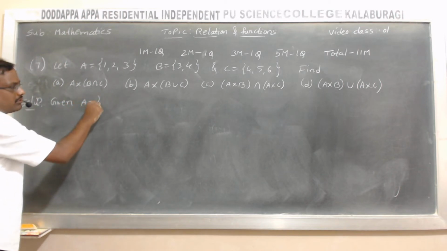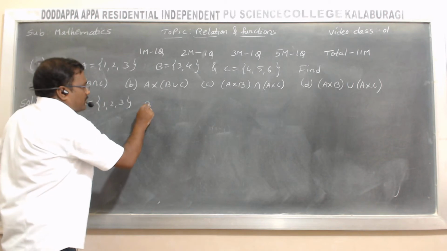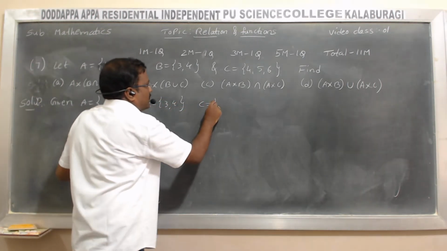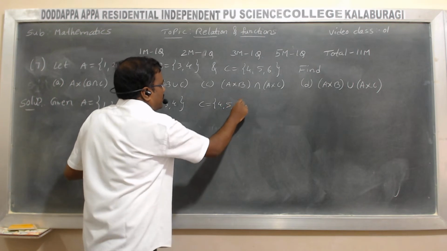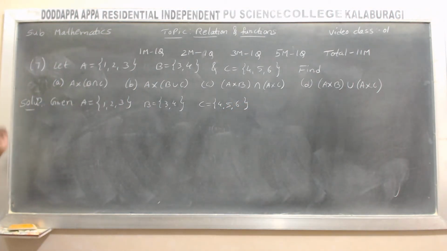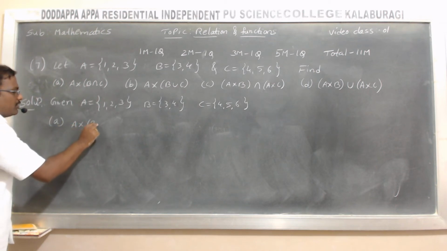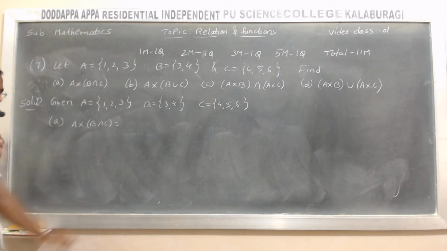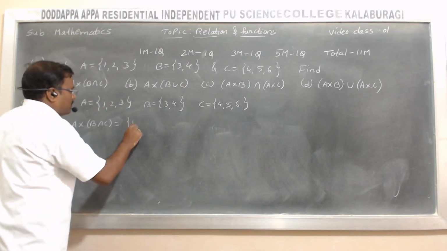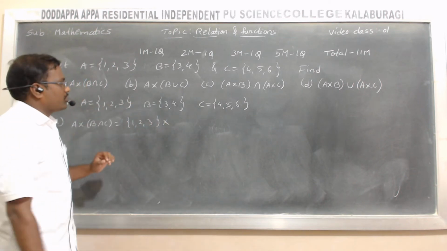A is equal to the set {1, 2, 3}, B is equal to the set {3, 4}, and C is equal to the set {4, 5, 6}. Okay, so now you can find out the A values. Here, what is given? A cross (B intersection C). What is the given A value? {1, 2, 3} cross (B intersection C).